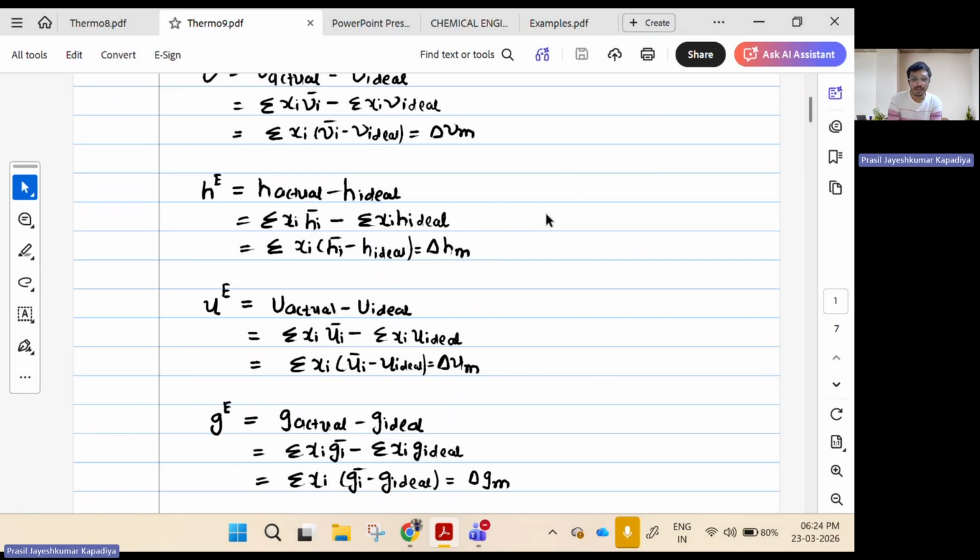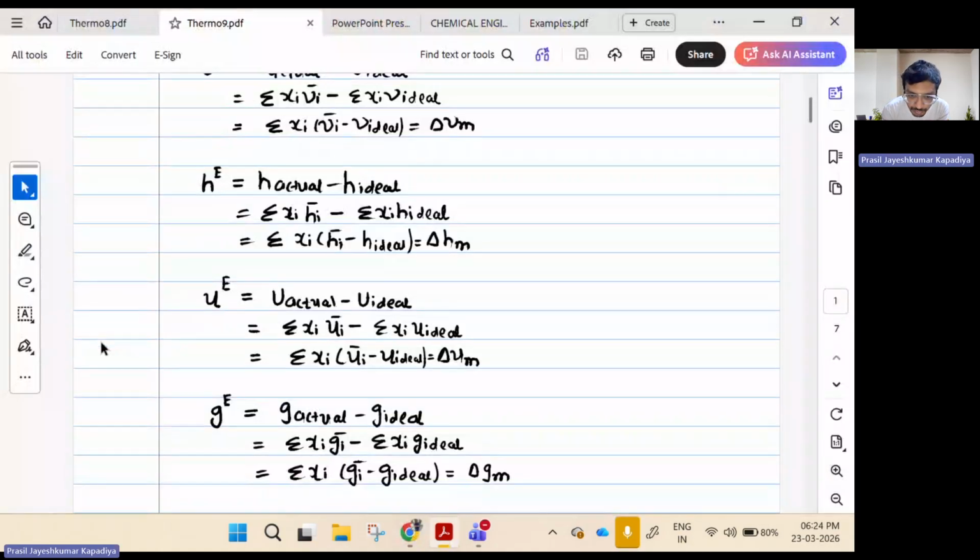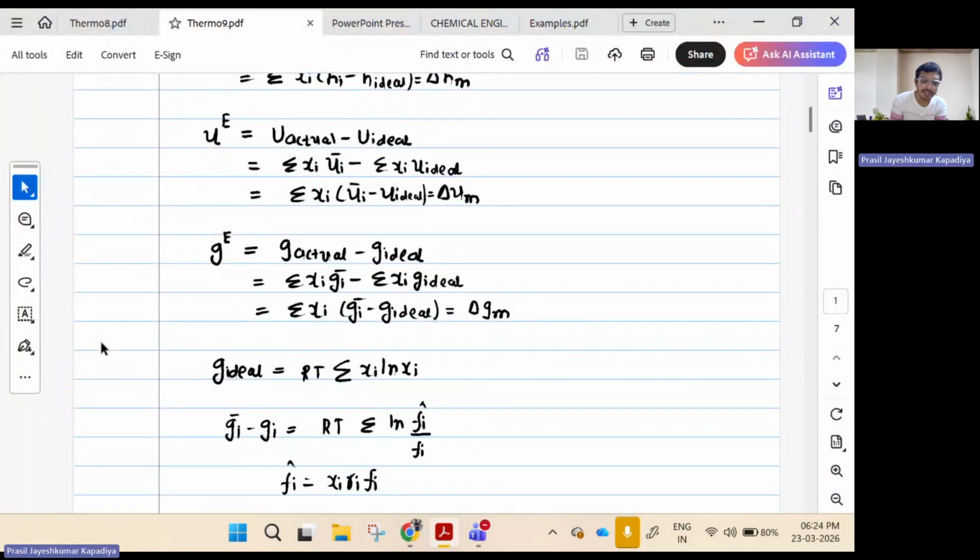Okay, similarly in case of internal energy, excess internal energy is U actual minus U ideal, and from there we find that summation of Xi Ui bar minus U ideal is equal to delta U mixing. Now similarly, Gibbs free energy G excess is equal to G actual minus G ideal, so Xi into Gi bar minus Xi into G ideal.